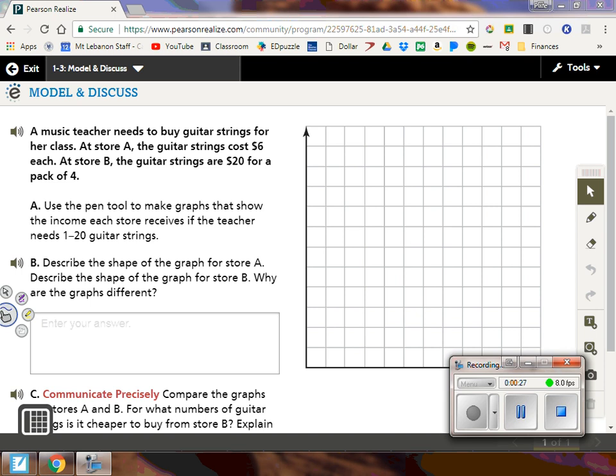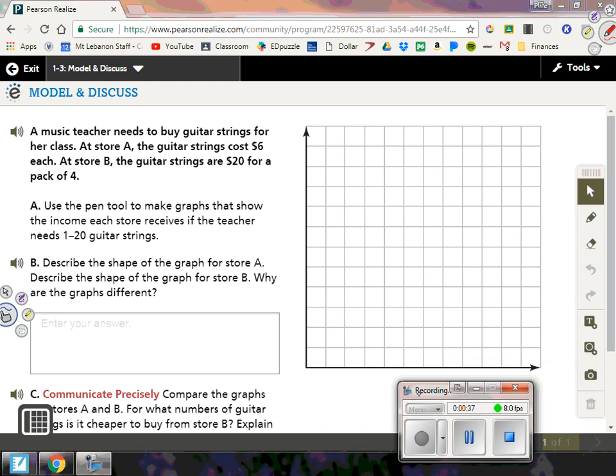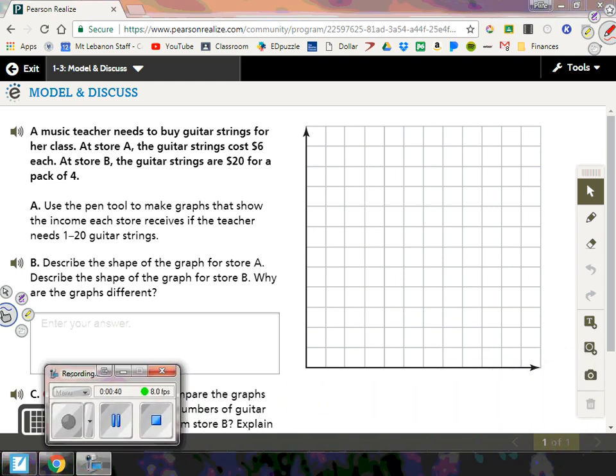I will use my pen tool here to make graphs that show the income that each store gets if the teacher needs 1 to 20 guitar strings. So I'm going to help you make the scale here. For the number of strings, that's going to be on the x-axis. Count by 2s. Okay, so 2, 4, 6, 8 all the way down the line, 14, 16, and there's 20.